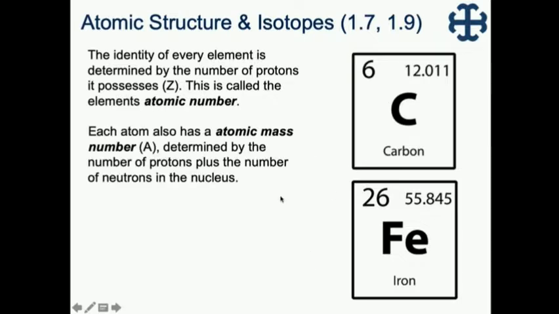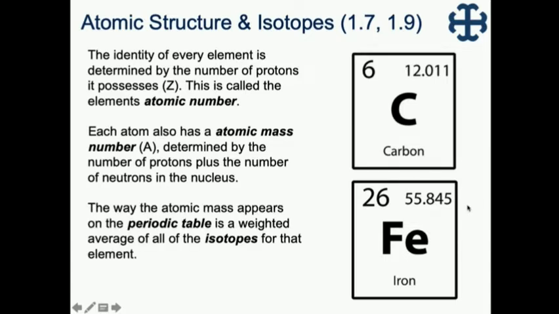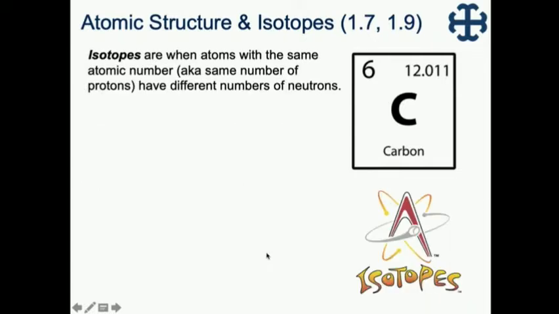Each element also has an atomic mass, which we're going to talk about in class and a little bit next class. That is an average of all of the masses of different isotopes that make up an element. And a little bit more on that. So the atomic mass is a weighted average there. And so let me define what an isotope is.